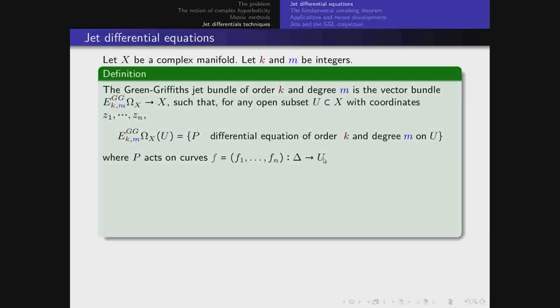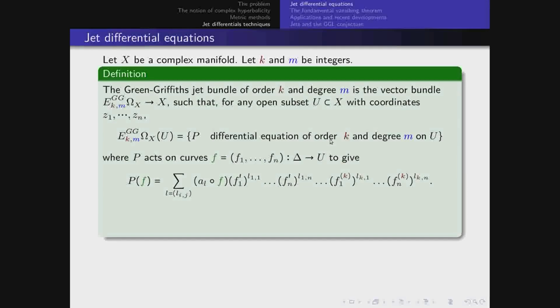If you take a curve f inside U, starting from the disk, then P can be applied to f to give you a holomorphic map on the disk, which is expressed as follows. You take the derivatives of the coordinates of f, up to order k, and you form monomials using these derivatives. You can multiply these monomials by holomorphic functions on U composed with f, and you take the sum of these monomials, and you get a polynomial expression in the derivatives of the coordinates of f.